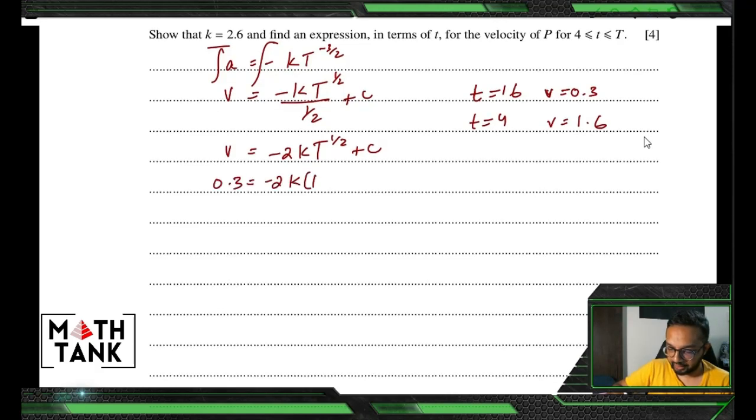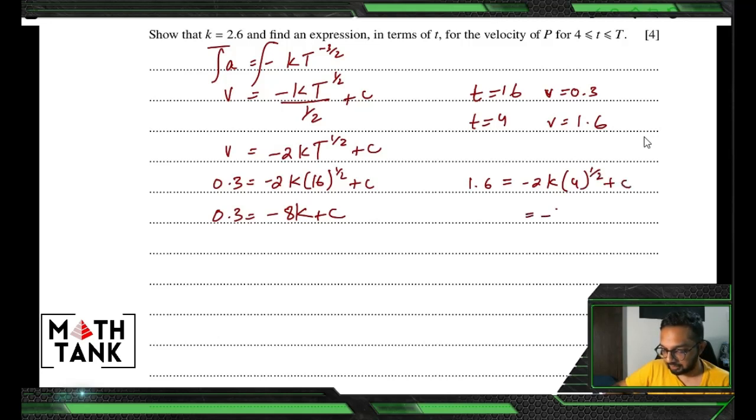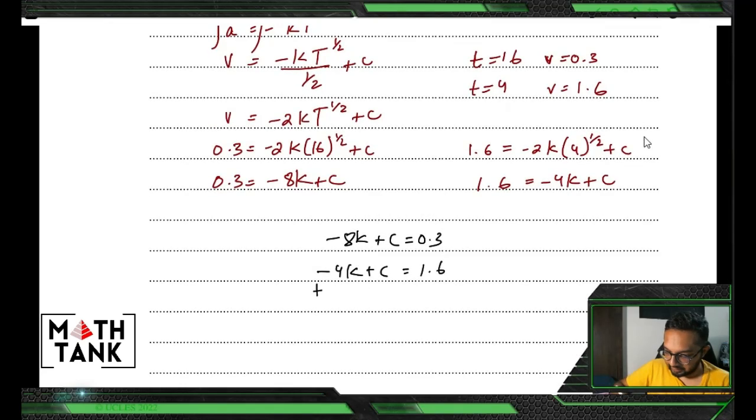Minus 2k, 16 power half, plus c. I get that's 4 minus 8k plus c equals 0.3. So that's one side of the simultaneous equation. 1.6 minus 2k, 4 power half, plus c. So that's minus 4k plus c equals 1.6. Minus 8k plus c equals 0.3, minus 4k plus c equals 1.6. Invert the signs. So I get minus 4k equals minus 1.3.